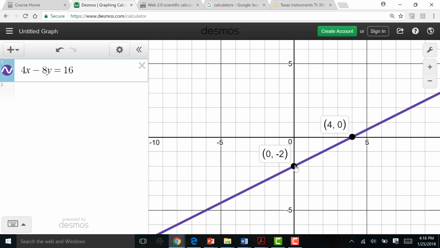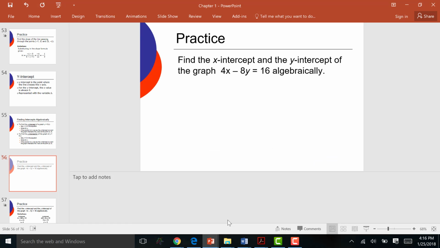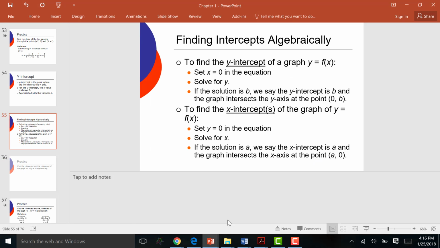Can I erase any of this here? Are we done with this? Can I erase it? Okay. All right, I'm going to leave that up there. Here we go. We're going to find the x- and y-intercept algebraically using the notes on the previous screen, the PowerPoint we were just in. Here was the previous screen. This is what it says we're going to do. So we're literally going to do just what it says.